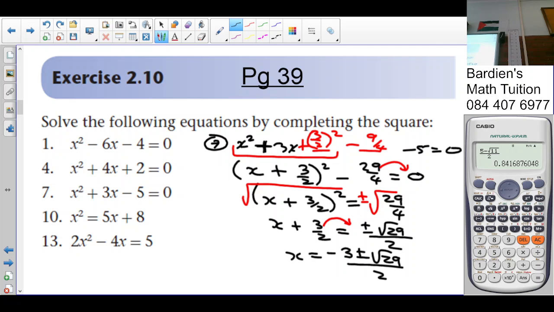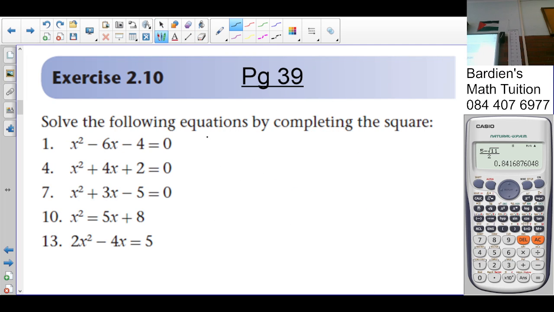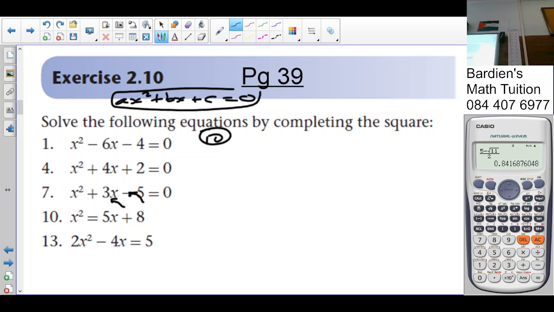You guys done with number 10? Who's done with number 10? Alright, most of you. So let's do it. What needs to be done first in number 10? Let's get it in standard form of ax squared plus bx plus c equals 0. That's the form you need to get it in first. So we take the 5 and the 8 over. It's going to become x squared minus 5x minus 8 is equal to 0.